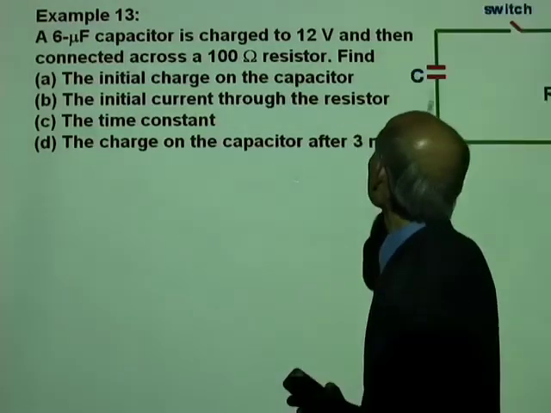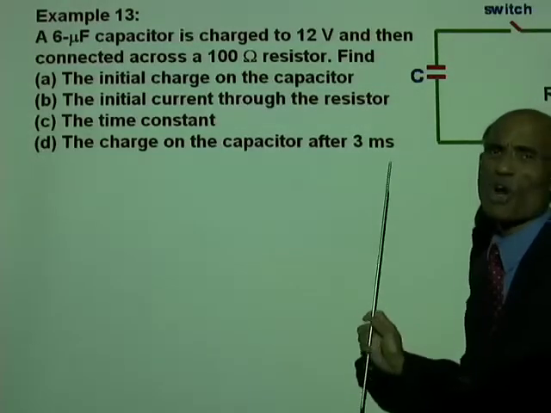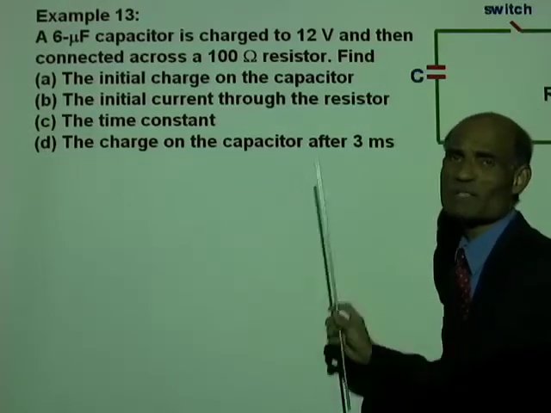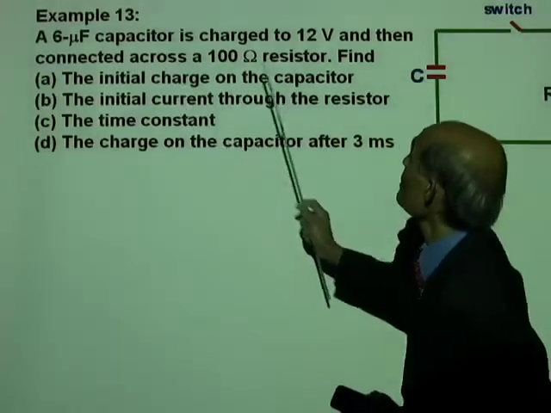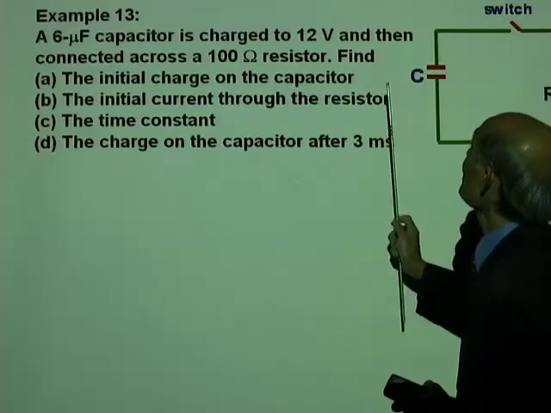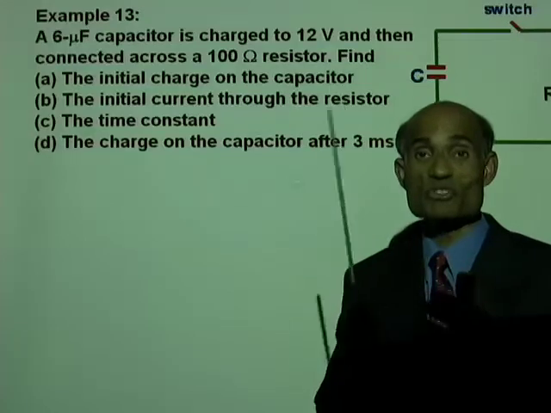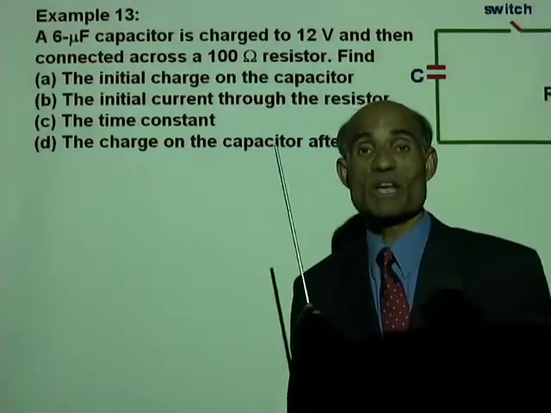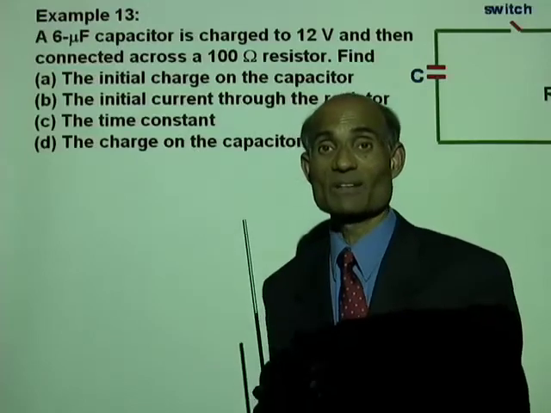Alright, this is the capacitor circuit. I think it has probably gone off the screen for you, but it doesn't matter. The capacitor is 6 microfarad. The voltage across the capacitor is 12 volts. So the capacitor is charged to 12 volt. Now this is a problem of discharging the capacitor.